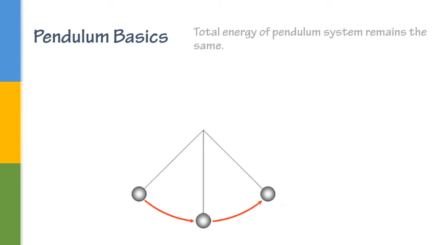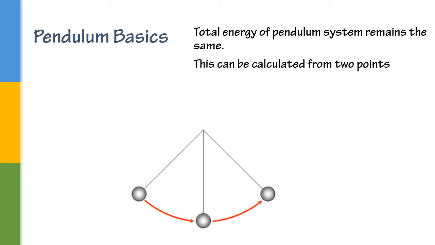So to start off with the basics, the idea with a pendulum is that you're always going to need to calculate the total energy of the pendulum system. And it's important to keep in mind that the pendulum system always has the same energy at every point. It's a matter of what ratio the energy is in gravitational potential energy versus kinetic.